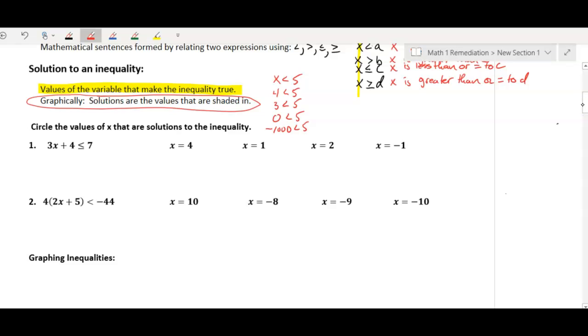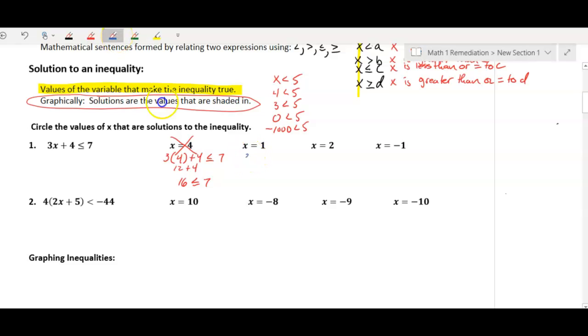So now, when we go to check to determine if a value is a solution to an inequality or not, say we don't know how to solve the inequality, how can we check? Well, all we do is we plug the number in and determine if it makes a true or a false statement. So when I look at the first one, I can take this value of x and plug it into that inequality. 3 times 4 plus 4 is less than or equal to 7. If I evaluate that, 12 plus 4 gives me 16. Is 16 less than or equal to 7? No. Therefore, that's not a solution.